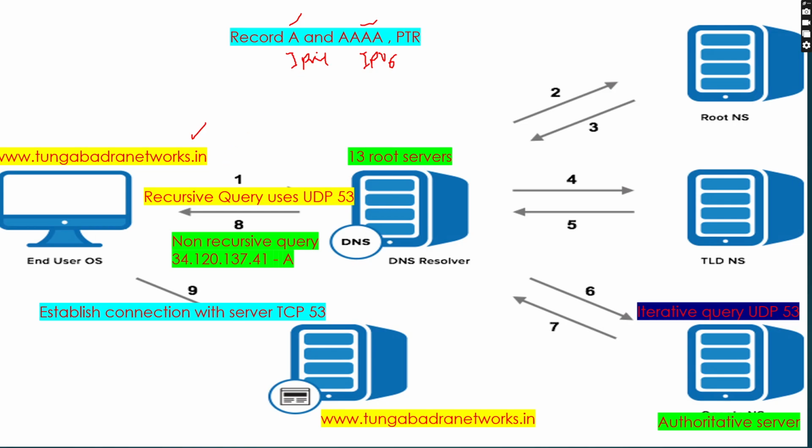Suppose we talk about IPv4. It will check the A record. Do I have the IP address for this Tungabhadra networks.in? It will check in its own cache. If it is already there, it will directly establish a TCP connection with the Tungabhadra networks.in web server. It means TCP, right? It will establish a connection with that server over TCP.